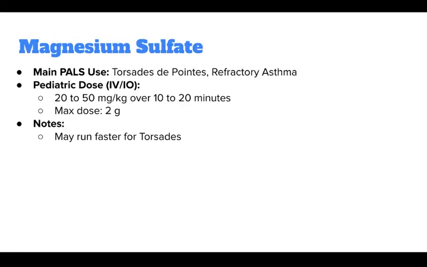Magnesium sulfate is used in PALS for torsades de pointes and refractory asthma. The pediatric dose is 20 to 50 milligrams per kilogram over 10 to 20 minutes with a max dose of 2 grams. Some notes: you may run it faster for torsades.